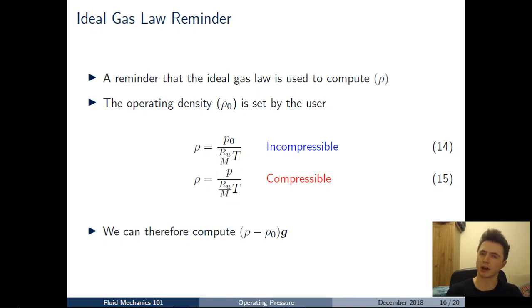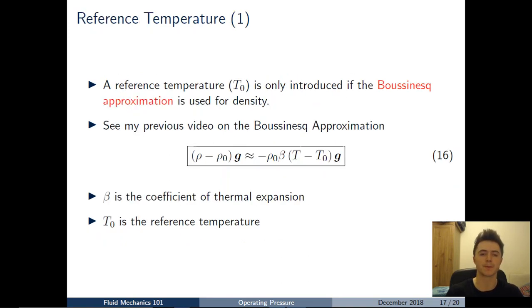But what about the reference temperature? Where does that come in? So a reference temperature is only introduced into the Navier-Stokes equations if we use the Boussinesq approximation for the density changes. And if we don't choose to use the Boussinesq approximation, then a reference temperature isn't required. And even if we specify one, it's not going to be used, so we don't have to worry about it.